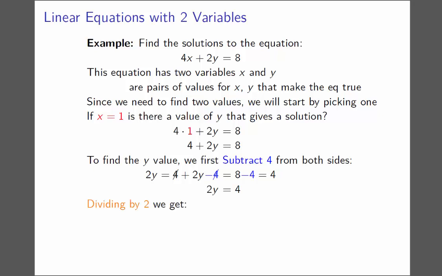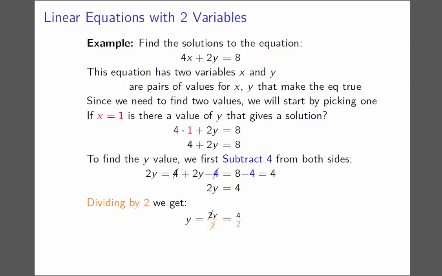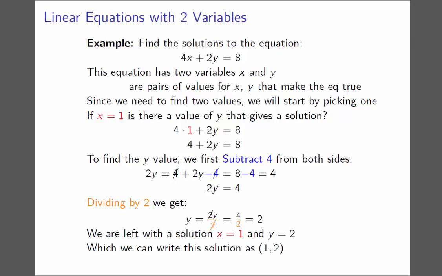To get y itself, we divide by 2, giving 2y divided by 2 equals 4 divided by 2. On the left, it simplifies to just y, and on the right, 4 divided by 2 is 2. So we are left with the solution: if x is 1, y is 2. We write this solution as (1, 2). Let's try other values of x to find other solutions.